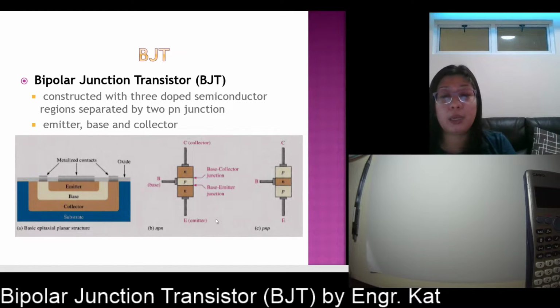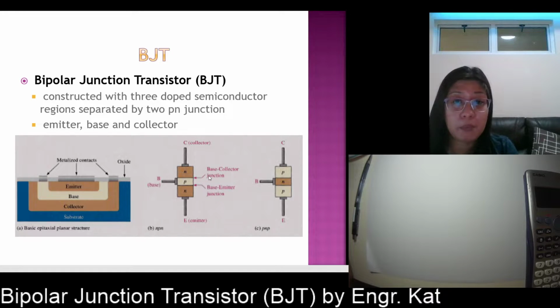Okay, so the three regions are the base, emitter, and the collector. As you can see, we have two types of BJT. We have the NPN and we have the PNP. They are just the same. The only difference is in how we are going to bias them. We have the two PN junctions. What are the two PN junctions? We have the base-emitter junction and the base-collector junction. They are just like two diodes that are connected back to back.